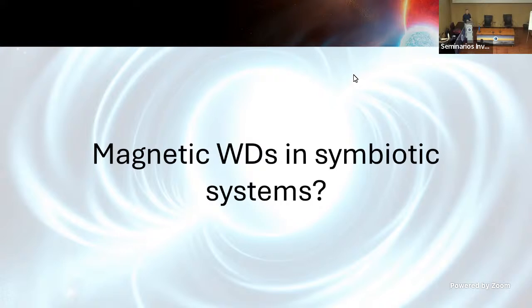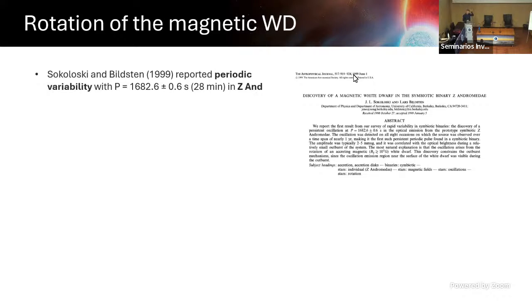This whole field in symbiotic stars was motivated by the detection of periodic variability with a period of 28 minutes in 1999 in Z Andromedae, one of the prototypes of classical symbiotic stars. So they detected this variability in blue with this period and claimed that it's because of the rotation of the magnetic white dwarf. You can read the paper.